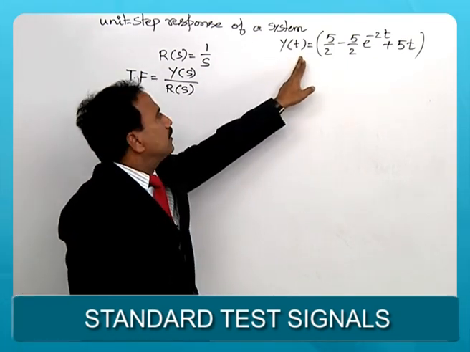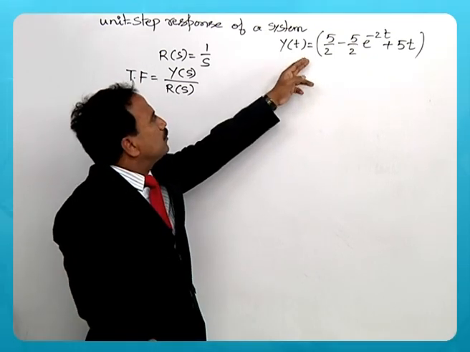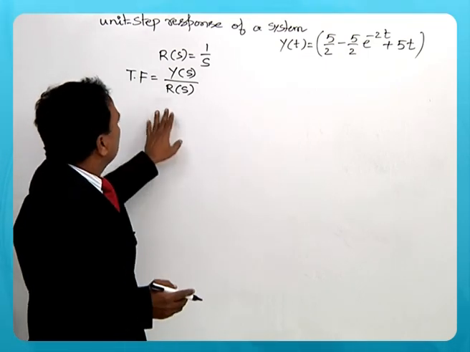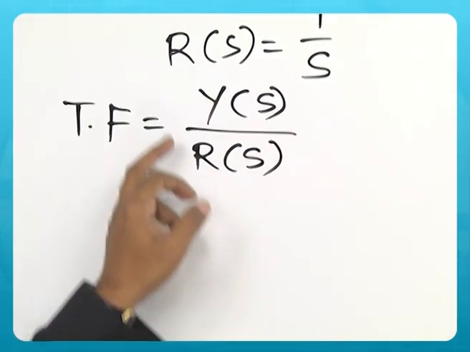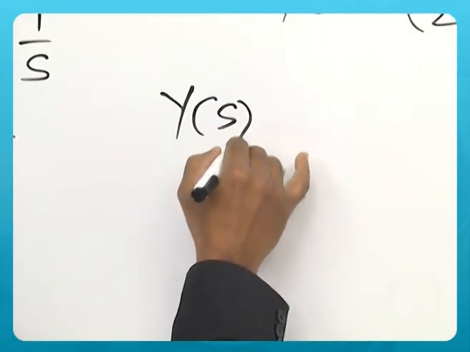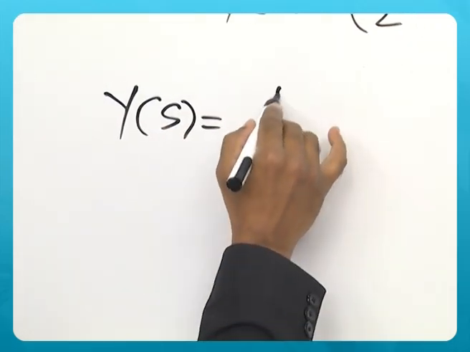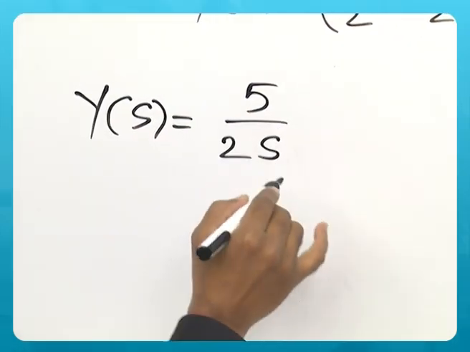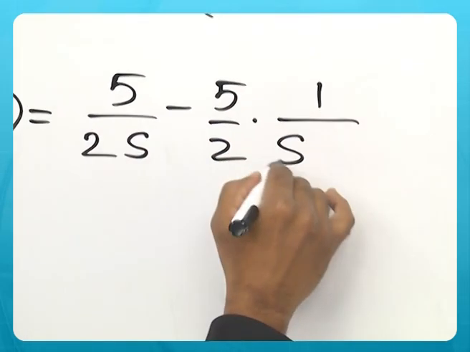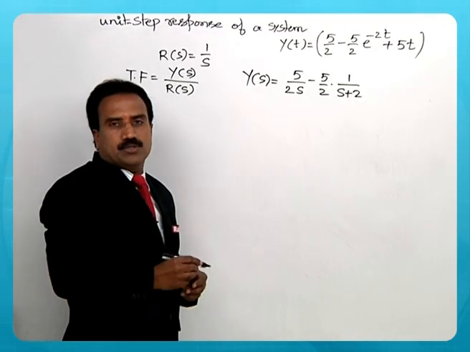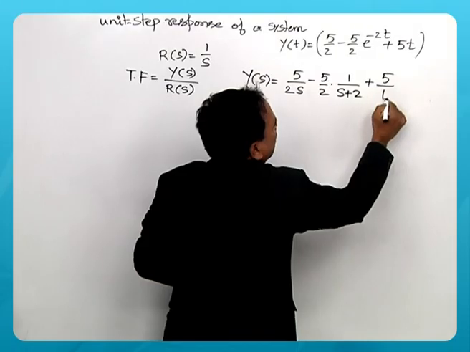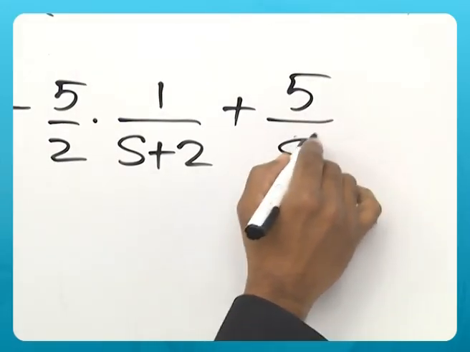This is the response for that. This is the output y of t in time domain given. So you need to transform this into s domain by applying Laplace transform. Then you can find out the transfer function by using this ratio. So the first step, I need to get Y of s here. So 5 by 2s minus 5 by 2 into 1 by s plus 2, plus Laplace transform of t, which is 5 by s square.